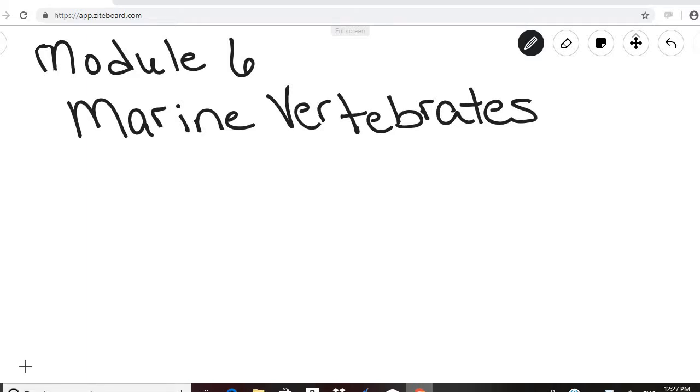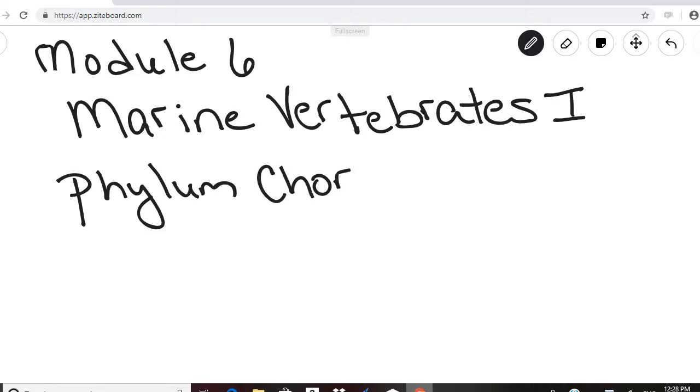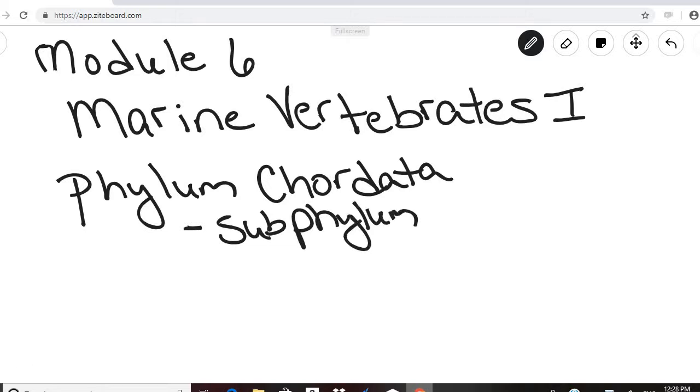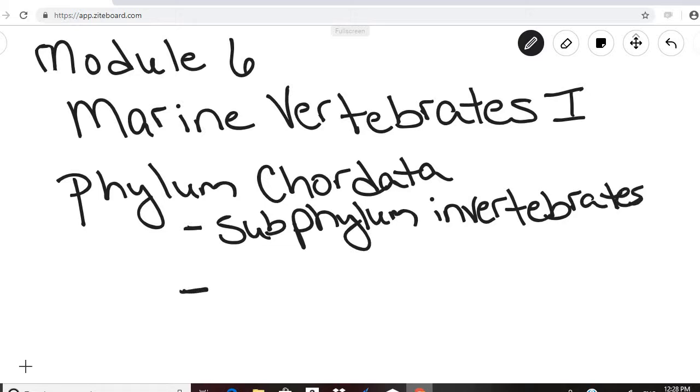This is a recording for Marine Biology Module 6, and this module is the first part of the marine vertebrates. So previously we had talked about the fact that there is phylum Chordata, and we had said that there is a subphylum here, which were the invertebrates. So we talked last week about some of the organisms that make up the invertebrates that are phylum Chordata. But this module, now we're going to talk about subphylum vertebrates.